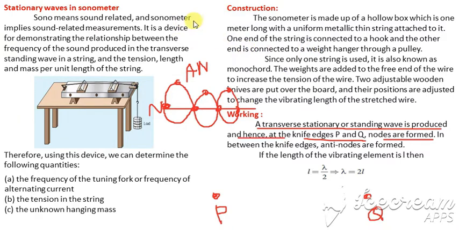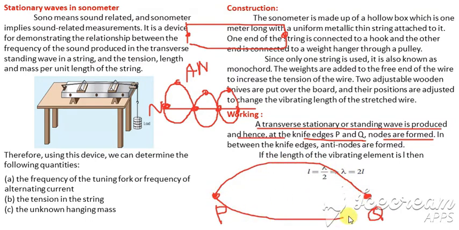So whenever you consider a closed end like this, nodes are always formed there, and at an open end antinodes are formed. We take P and Q as closed ends. So at these points nodes will be formed, and at the open end antinodes are formed.